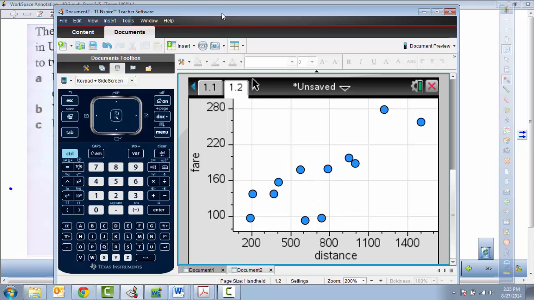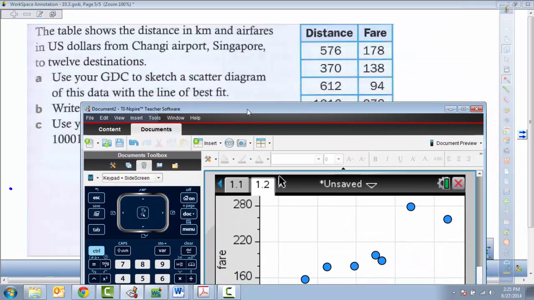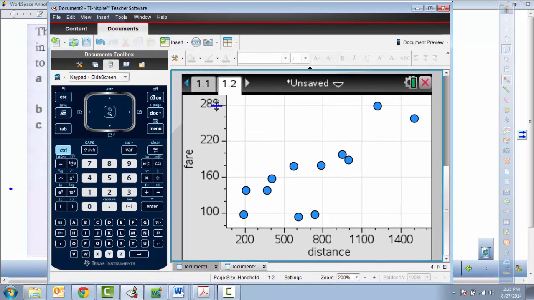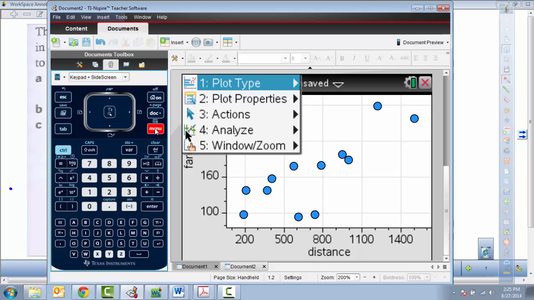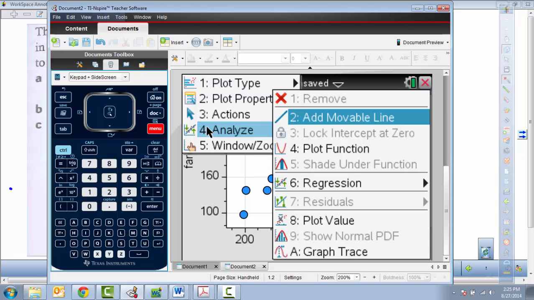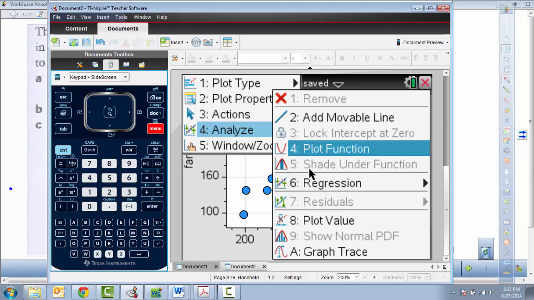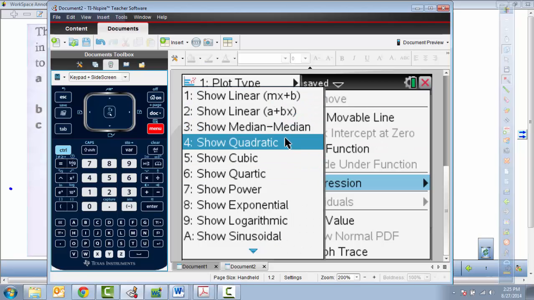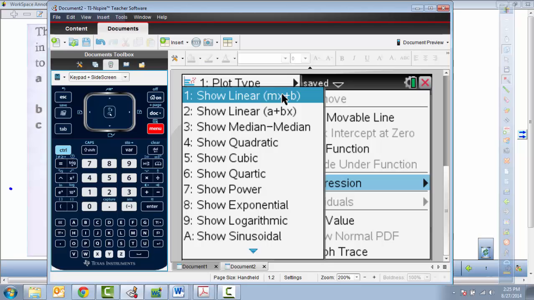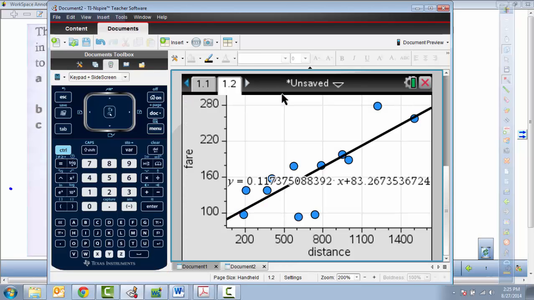Now it says we want the line of best fit. Okay, well, let's go to menu, see what we've got. 4 says to analyze. That seems reasonable. We want to analyze this graph. Oh, regression, look at this. And, ooh, show linear regression. Hey, look at that, guys. We now have a least squares regression line.